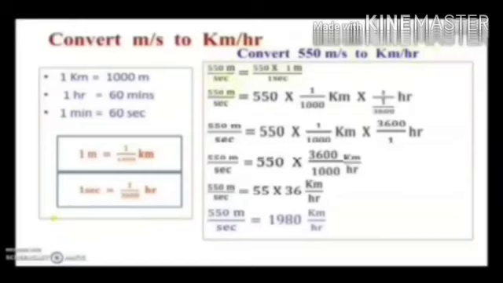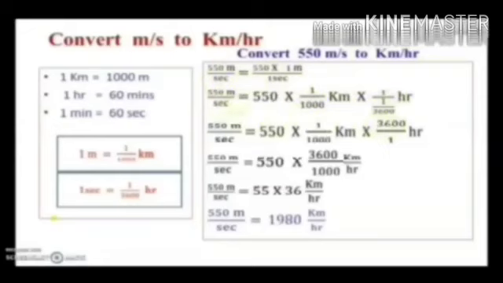550 meter per second. In the place of meter, we can write 1 meter. And in the place of second, we can write 1 second. In the place of meter, we want kilometer. So we can write 1 meter as 1 kilometer over 1000. And here 1 second, we want kilometer per hour. We write in the place of 1 second, 1 hour over 3600.